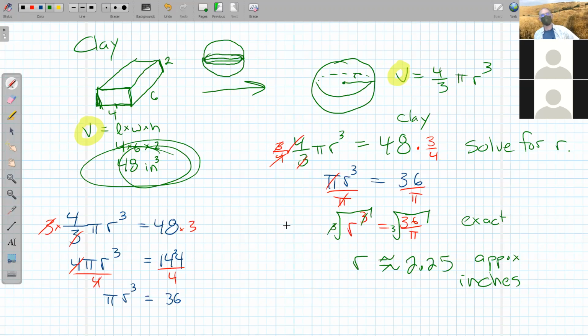And my art is not good today. So that's more like about the size. It would have a diameter of about 4½ inches.